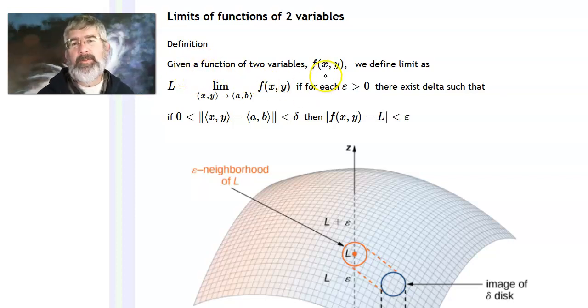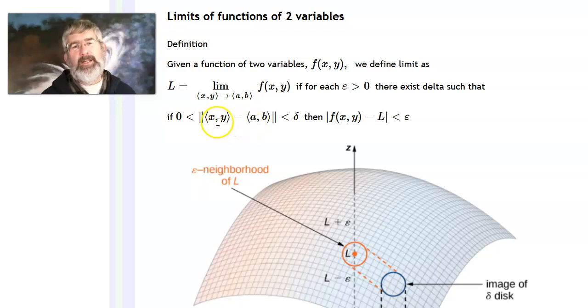So if I have a function of two variables, f of x, y, we define the limit as follows. We say L is the limit as (x, y) approaches (a, b) of the function f of (x, y), if for each epsilon bigger than 0 there exists delta such that if 0 is less than the length of (x, y) minus (a, b) is less than delta, then the absolute value of f of (x, y) minus L is less than epsilon. In Calc 1, this was just an x minus a, absolute value. Well, the norm, the length of a vector, is essentially an absolute value.